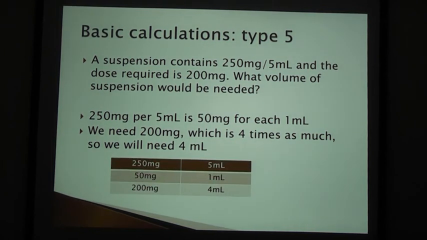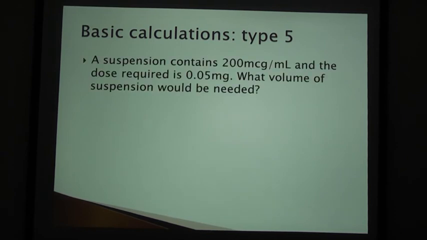Just show that to you as a table. Those are the relationships between the numbers. And that's how you work out 4 mils. Let's look at one more. A suspension contains 200 micrograms per milliliter, and the dose required is 0.05 milligrams. What volume of suspension would be needed?